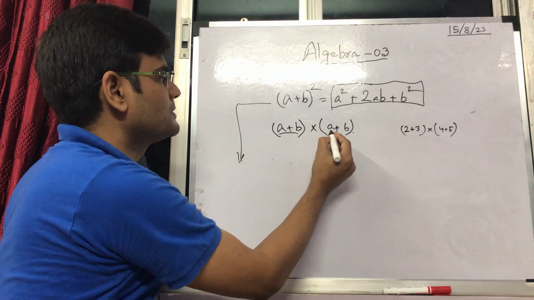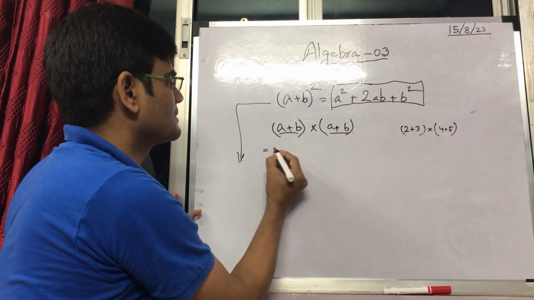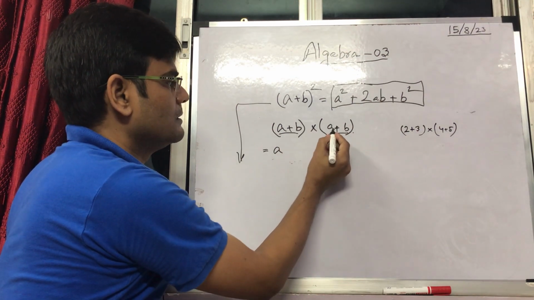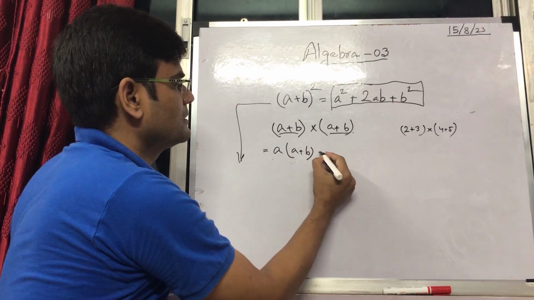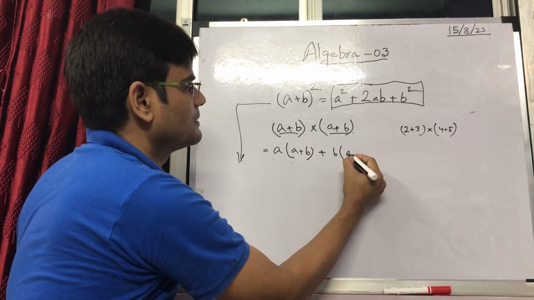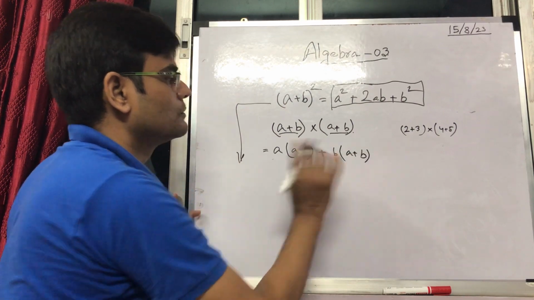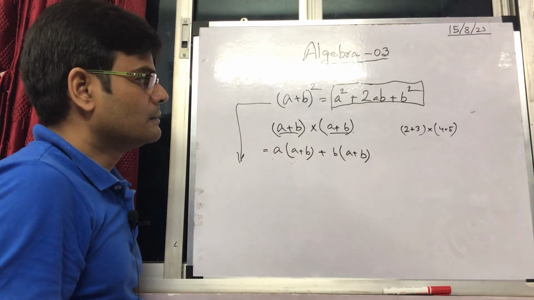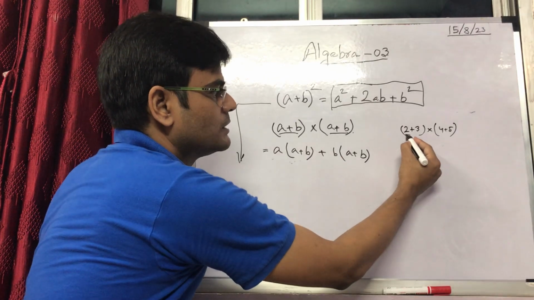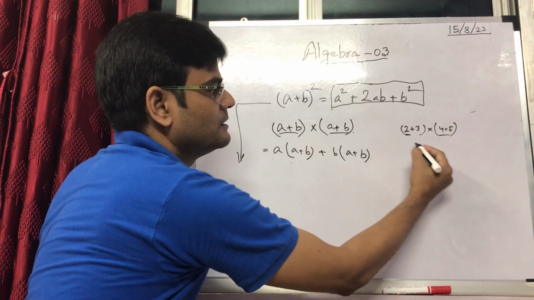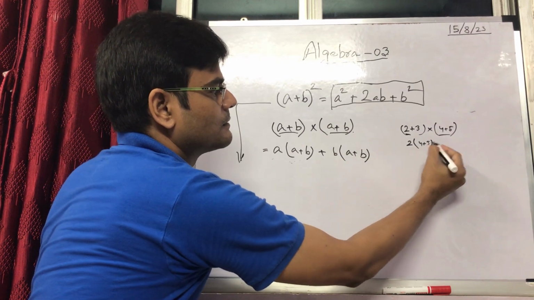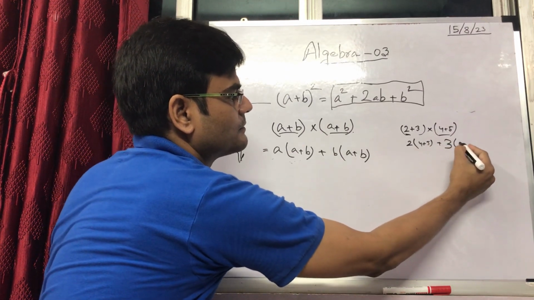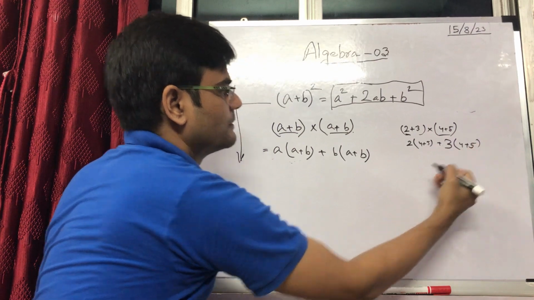(a plus b) times (a plus b), which means a into (a plus b) plus b times (a plus b). Good so far? Where we said 2 times (4 plus 5) plus 3 times (4 plus 5).